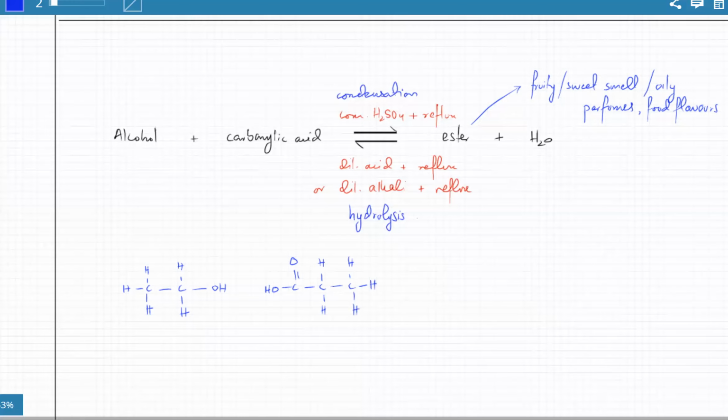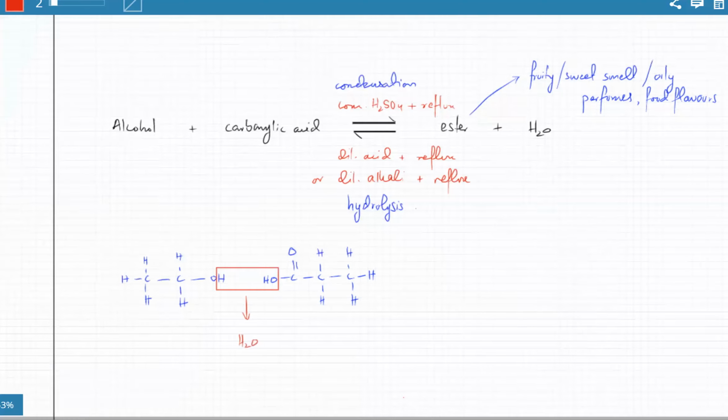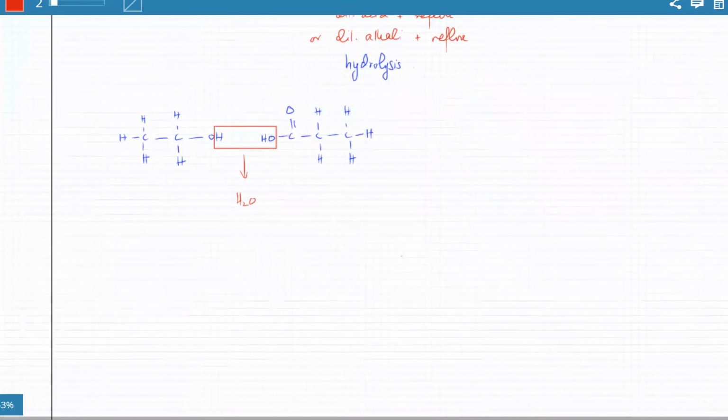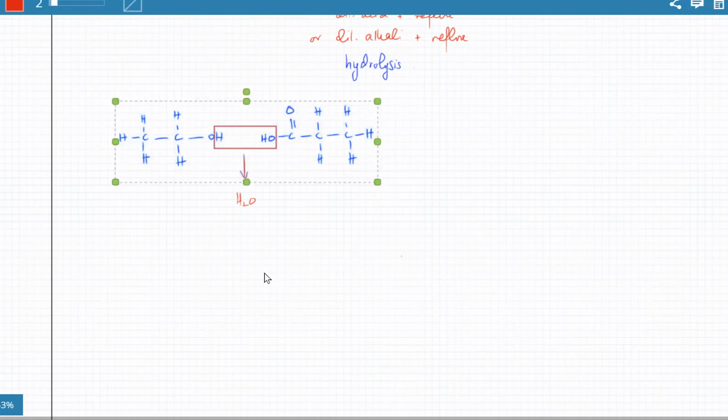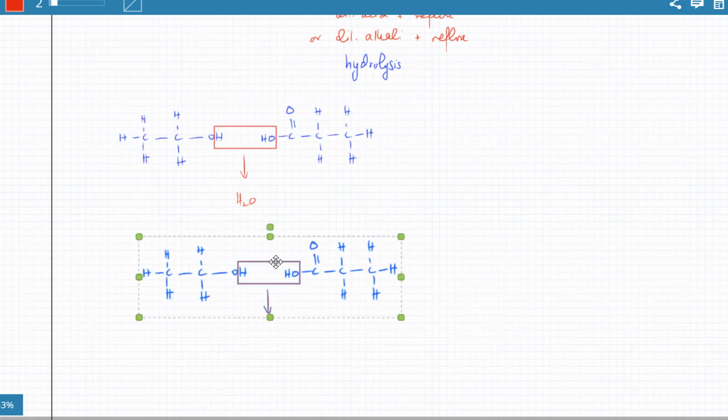And what happens is that the carboxylic acid loses its OH and the alcohol loses its H, and they turn into water, which is why it's known as a condensation reaction. So a water molecule is formed, and the two molecules join. The middle part goes missing, and the two molecules end up joining together.